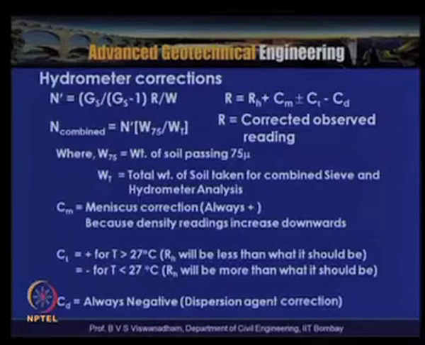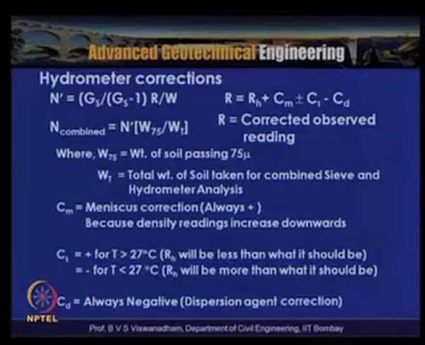So, in the hydrometer corrections, apart from the meniscus correction, Cm, which is the meniscus correction, it is applied, always positive, because the density readings increase downwards, that is the suspension or the hydrometer readings increase downwards. So, because of that the meniscus correction is always positive. Ct, it is positive for temperature greater than 27 degrees. So, RH will be less than what it should be. So, the reading will be less than what it should be.